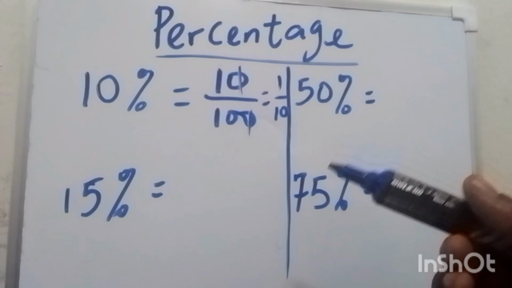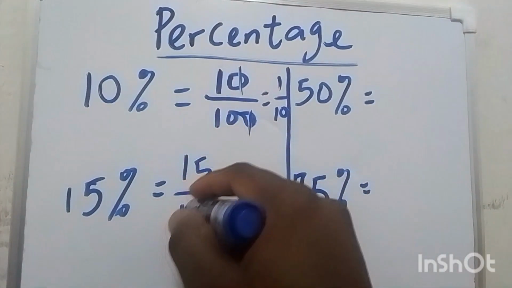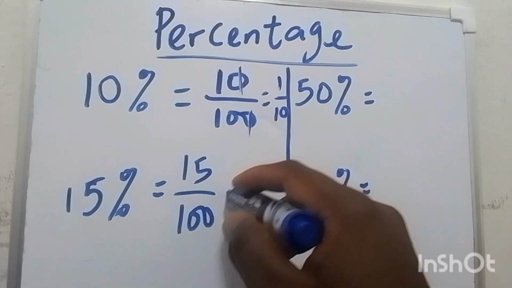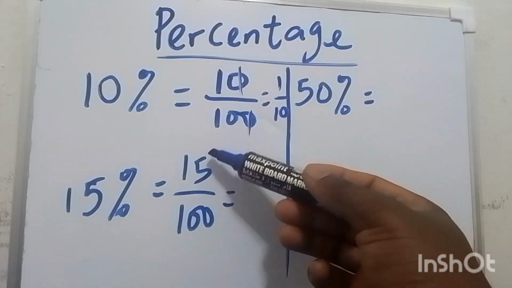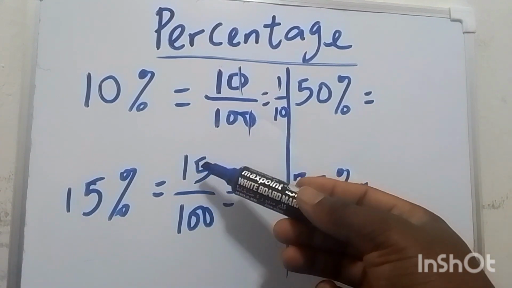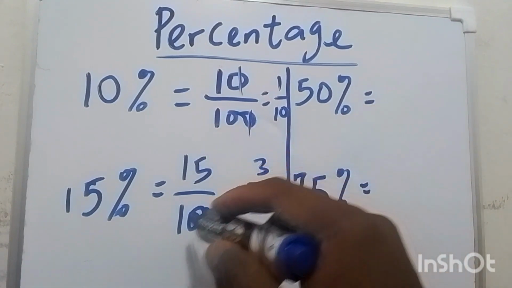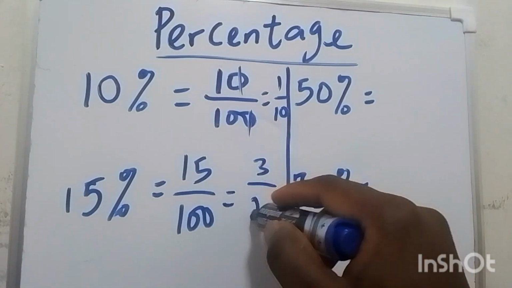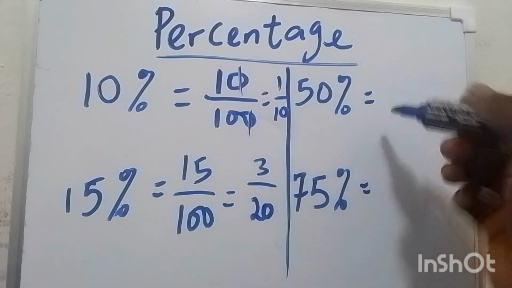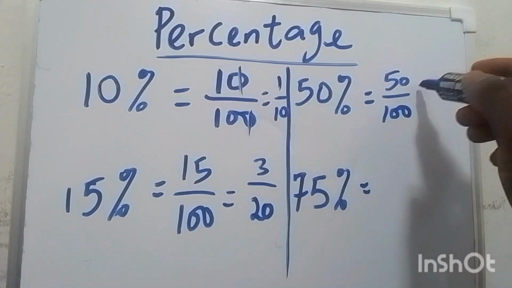And also 15% simply means 15 over 100. You can also break this down by getting a number that can divide both of them at the same time. So I will use 5, because 5 can divide 15, which gives me 3, and 5 divides 100, which gives me 20. Alright, and 50% simply means 50 over 100.